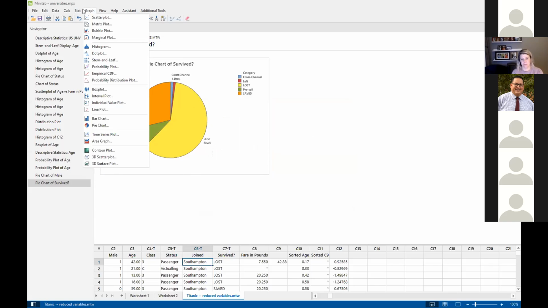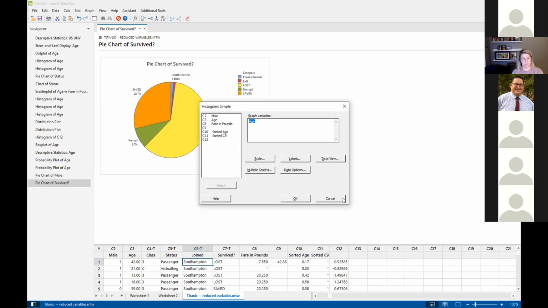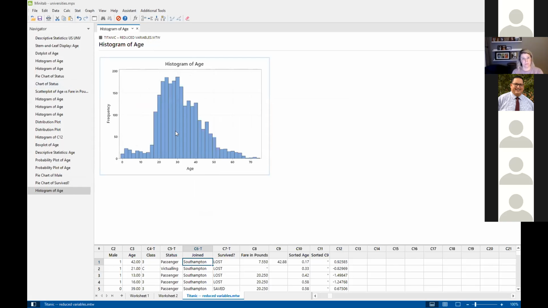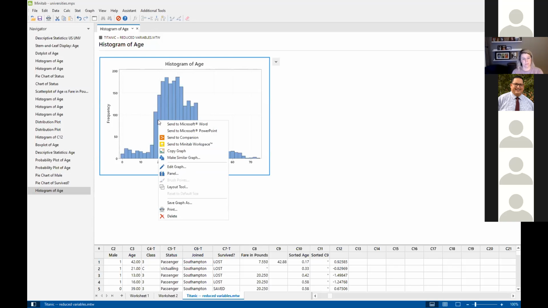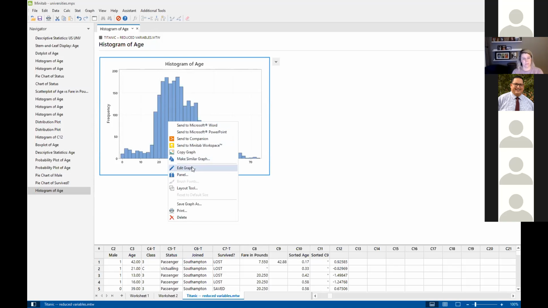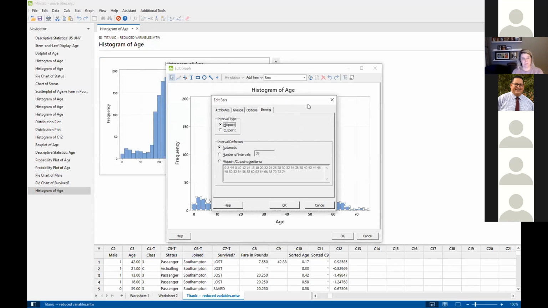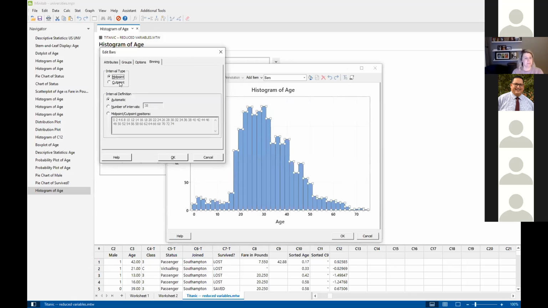So go under Graph, we have Histogram, and I'm just using, let's say, age, because it has good numbers. So this is the histogram, and you can do Edit Graph, and under Edit Bars, we have the binning option. Under the binning option, you have cut point and midpoint. So you want to use midpoint or cut point.